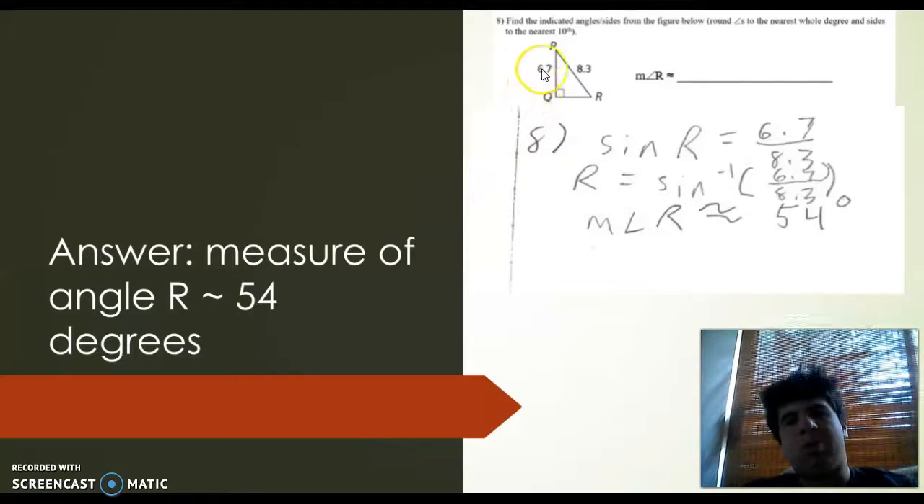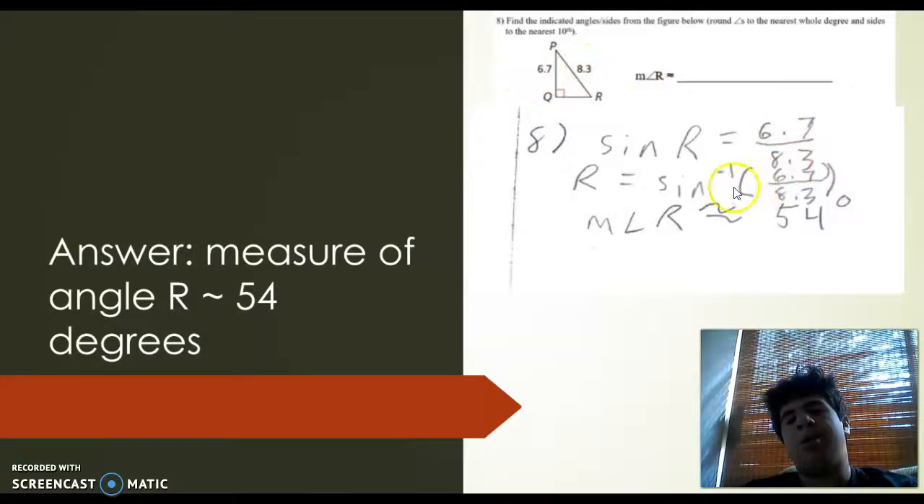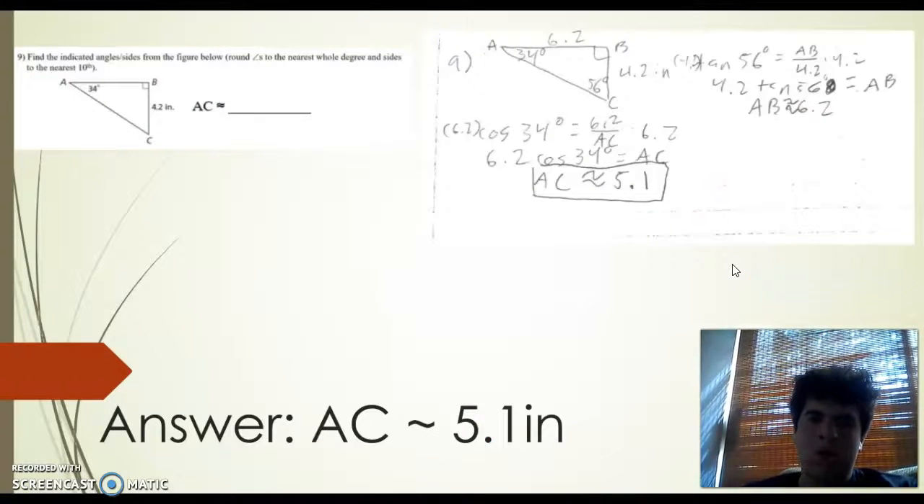Now calculator. Find the indicated angles from the figure below. Measure angle R. So I decided to do the sine of R, which is opposite over hypotenuse. So 6.7 is opposite, hypotenuse 8.3. Then I did the inverse sine, so you cross out the sine here, move it over here. Simplifying here, measure angle R would be roughly 54 degrees.